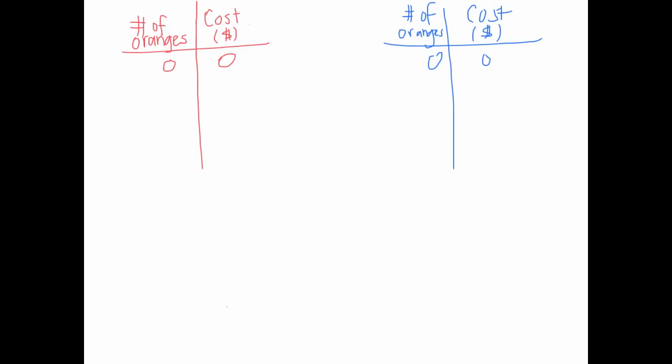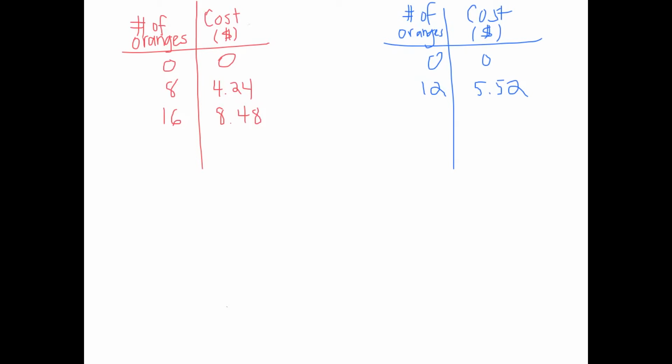For Store A, we know that if we buy 8 oranges, we're going to spend $4.24, and at Store B, 12 oranges cost $5.52. Well, we need to come up with other values in our table. What if I were to double the number 8? What's 8 plus 8? 16. Well, if I double the number 8, I'm going to double the cost. If I buy 8 more oranges, I'm going to spend another $4.24. So let's add those together. $4.24 plus $4.24 equals $8.48.